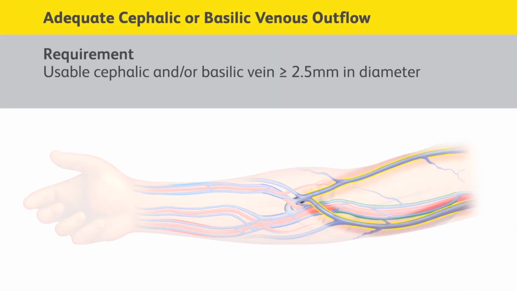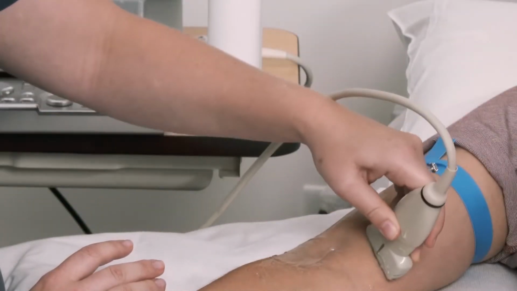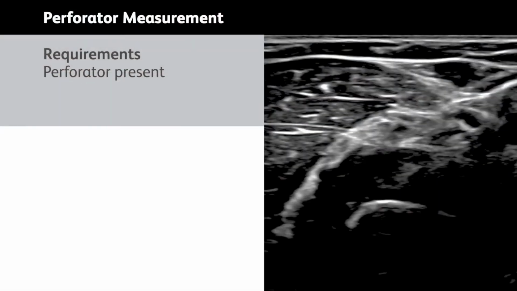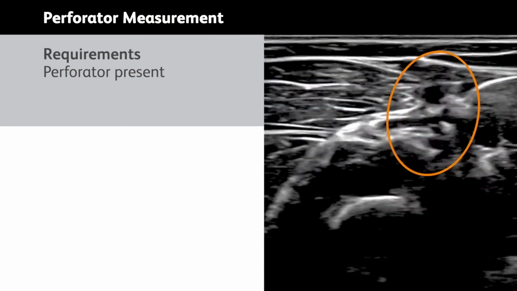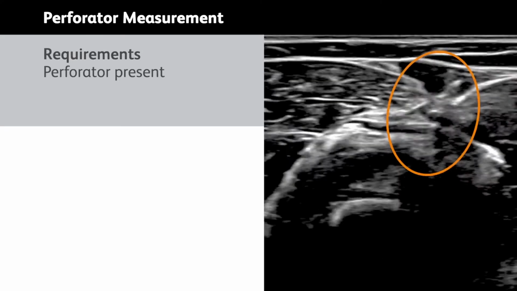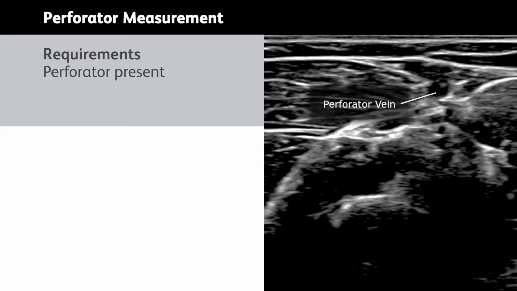After confirming the patient has adequate venous outflow, cephalic or basilic vein greater than or equal to 2.5 millimeters in diameter, the next step is to confirm the patient has a perforator. Follow the cephalic or basilic vein down to the proximal forearm. You will see the perforator dive down from the cephalic or basilic vein as it meets the median cubital. This is where there is communication between the deep veins and the superficial veins.